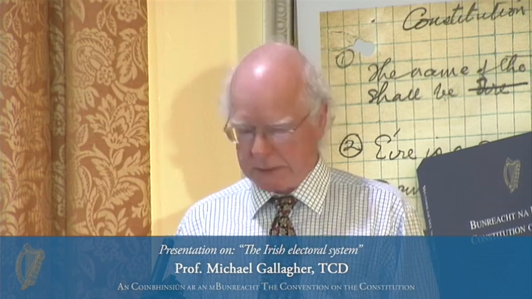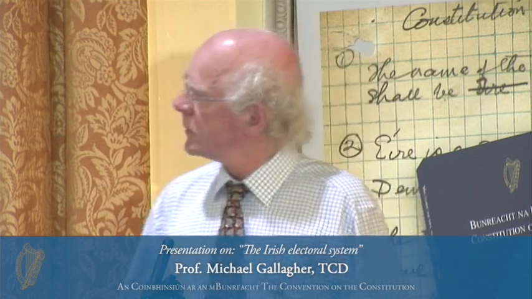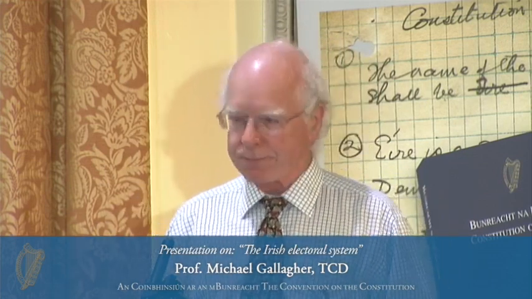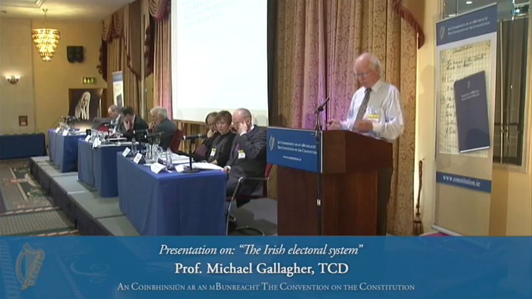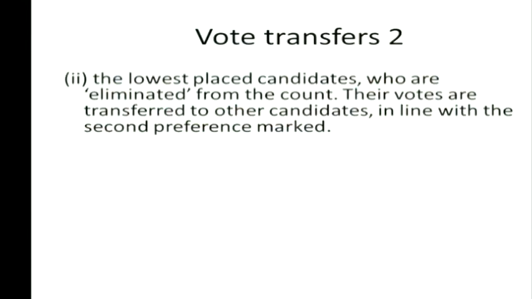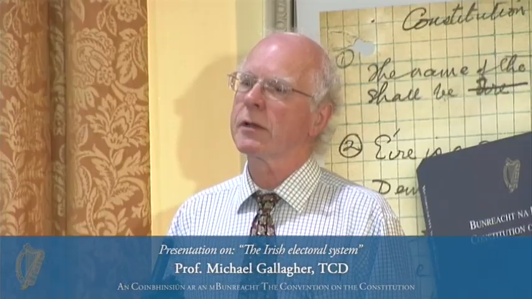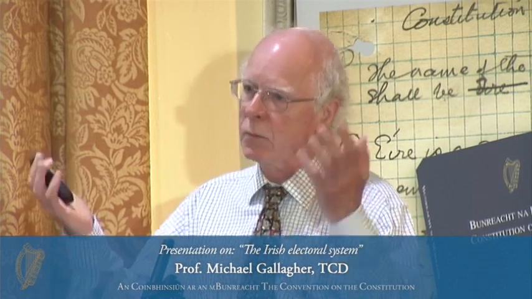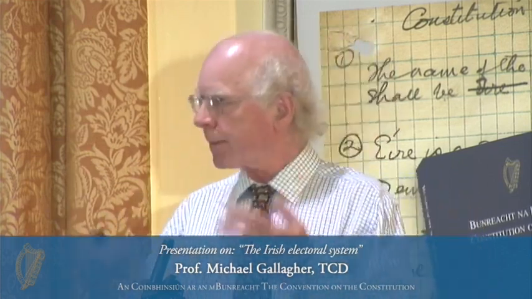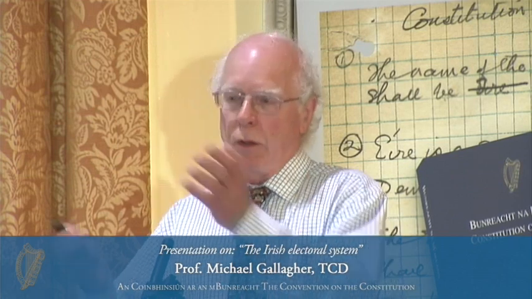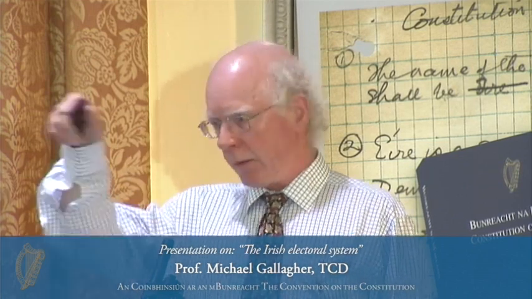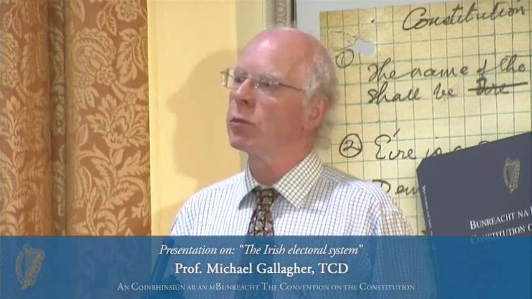The other kind of vote transfers come from transfers of votes from the lowest placed candidates. These are people who, in the rather ominous phrase, are described as being eliminated from the count. Their votes are transferred to other candidates, again in line with the second preference marked. So in effect, those voters are being told by the returning officer, look, you cast your vote for a candidate who turned out to have very little support, and they weren't going to be elected. Who would you like to benefit from your vote instead? And the voter indicates that by who they write the number 2 for.